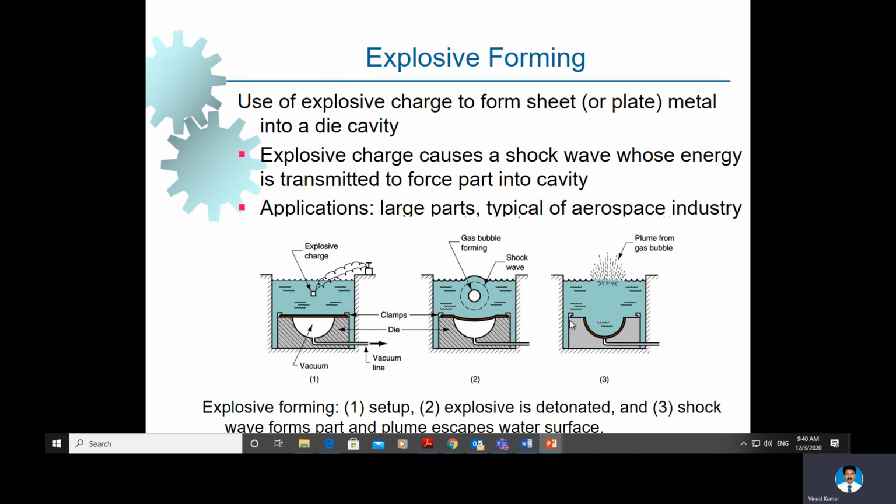They are widely used to produce products in aircraft or aerospace industries, because the defects or imperfections would be very less in such cases. Any kind of metal, without removing material, we can change the shape. This is the advantage of explosive forming.